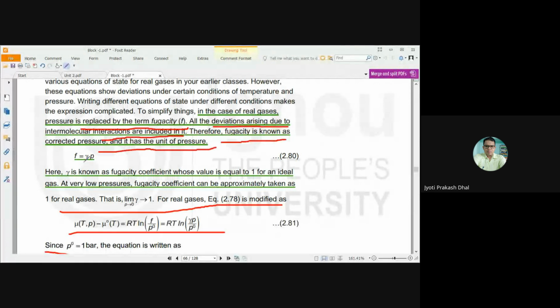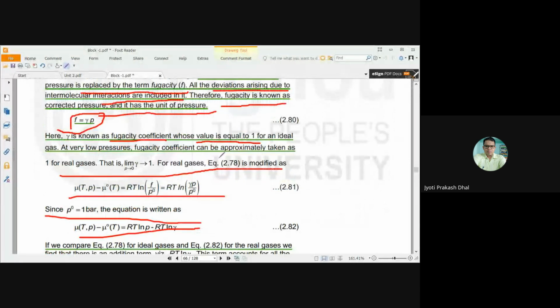So f, the fugacity, equals some constant γ times P. γ is known as the fugacity coefficient, which has the value of 1 for an ideal gas. So for an ideal gas, pressure equals fugacity, but for a non-ideal gas, γ is not equal to 1. In that case, fugacity and pressure are different. At very low pressure, the fugacity coefficient can be approximately taken as 1, and the gas behaves ideally.